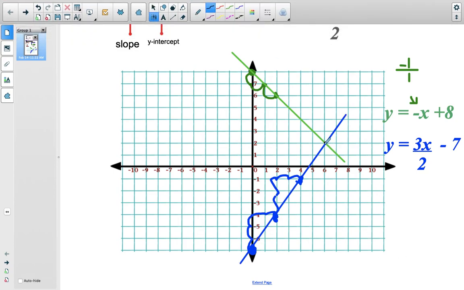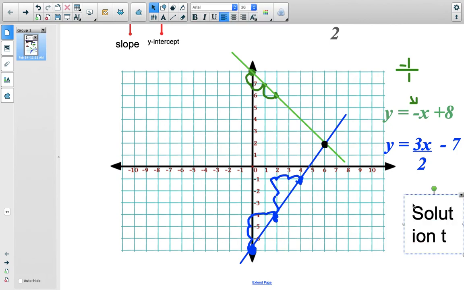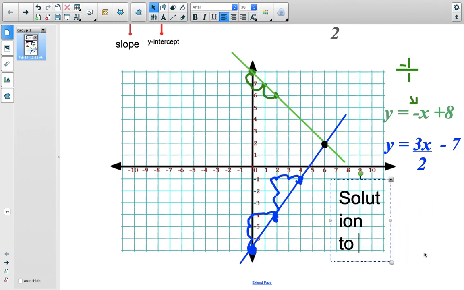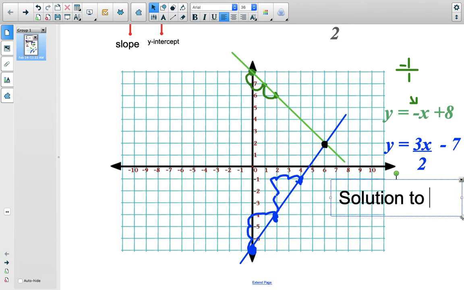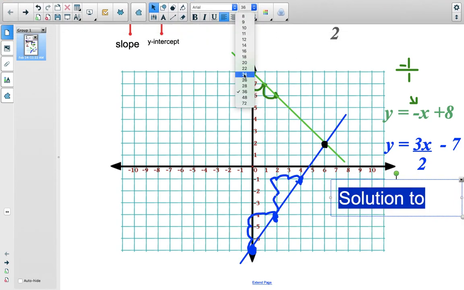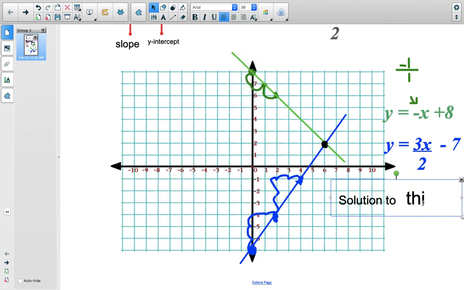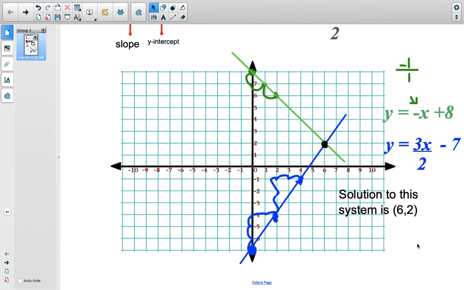Our solution is right where they intersect, and that is at points. So if I write the solution to this system, and I'm just going to make the writing a little smaller here. Solution to this system is (6, 2). And that's it. That's all you got to do to find the solution to systems of equations graphically.